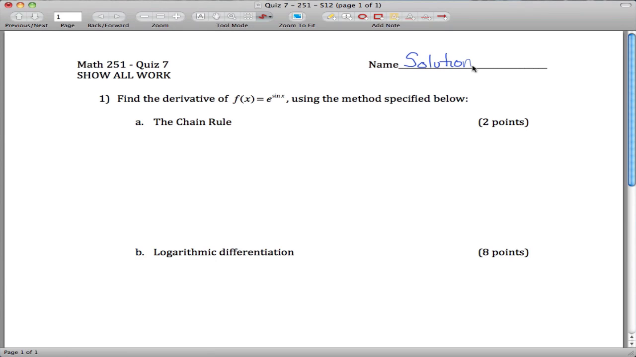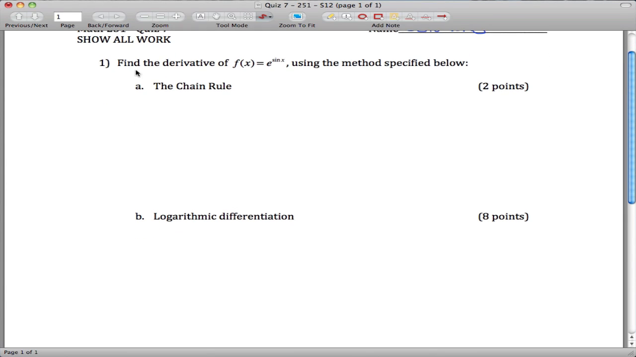Okay, here are solutions to quiz 7 from Math 251. First problem, we're asked to find this derivative. Really, I'm most interested in you doing it using logarithmic differentiation. For part A, I have you do it using the chain rule, just so you know what answer you should end up with in part B.